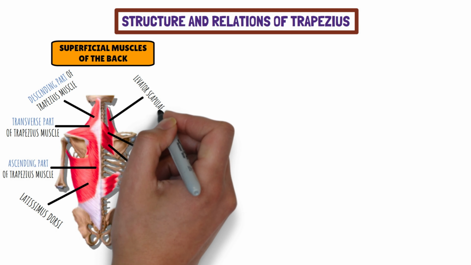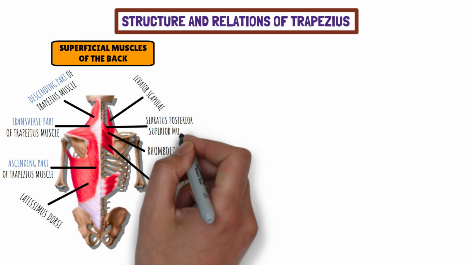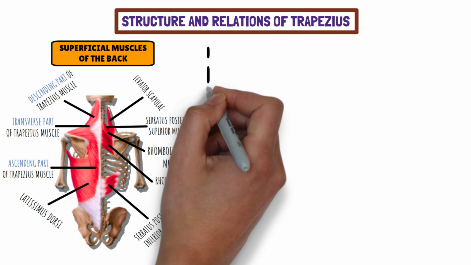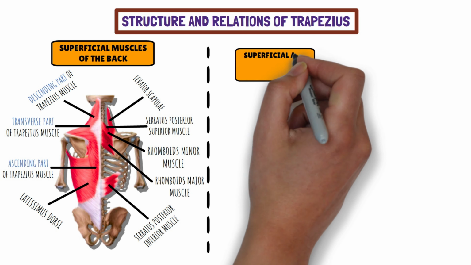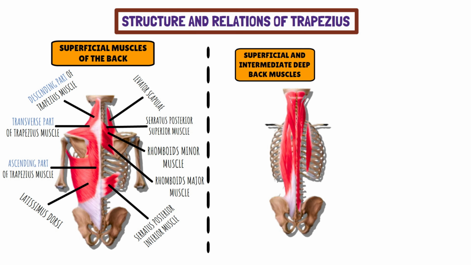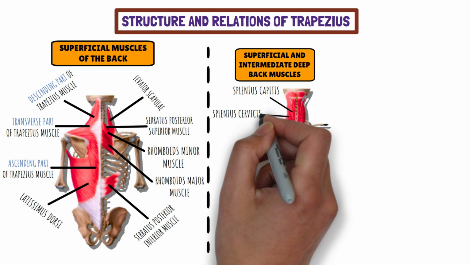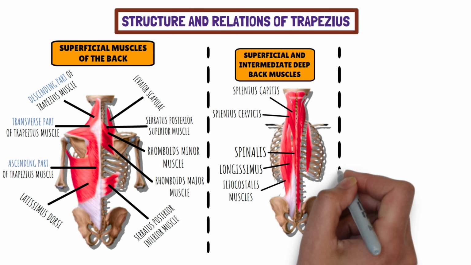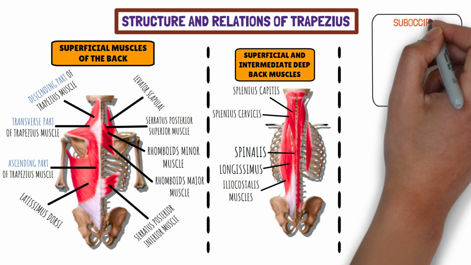Deep beneath the trapezius muscle, we encounter the serratus posterior superior, which falls within the intermediate layer of extrinsic back muscles. Additionally, the trapezius serves as a covering for several muscles belonging to the superficial layer of the intrinsic muscle group. These include the splenius capitis, splenius cervicis, spinalis, longissimus, and iliocostalis muscles. The upper section of the trapezius also overlays the suboccipital region.